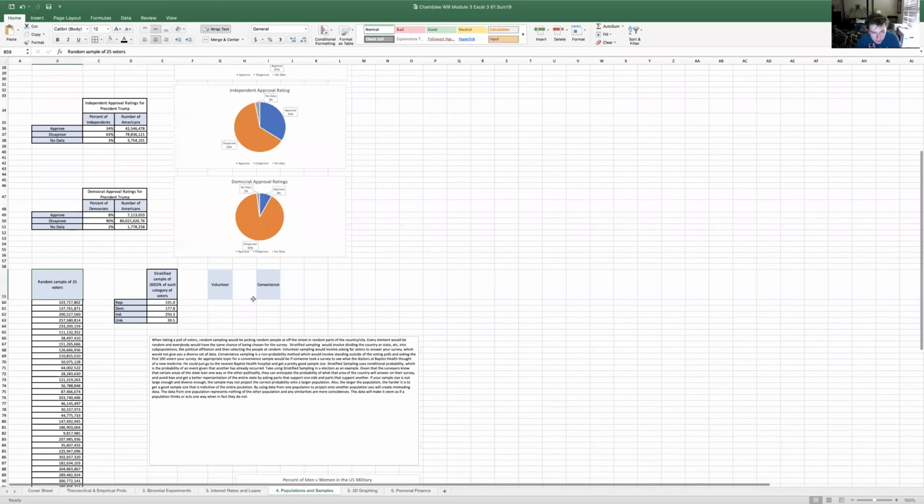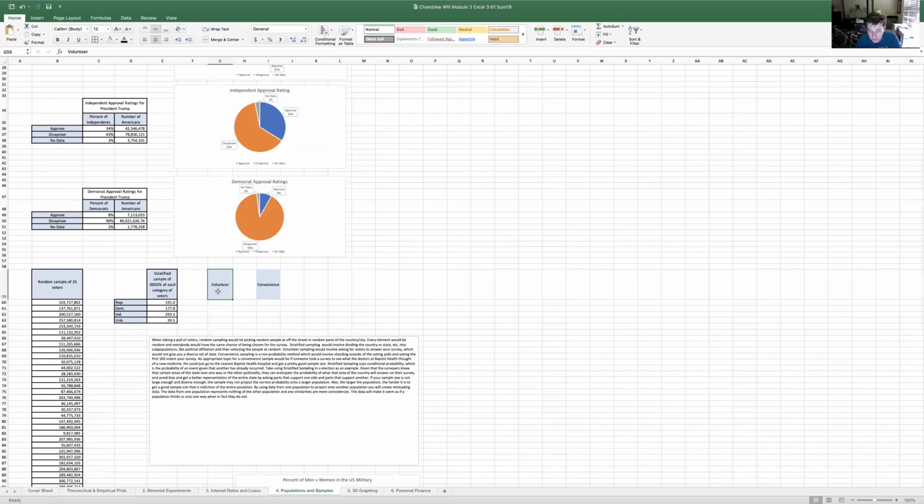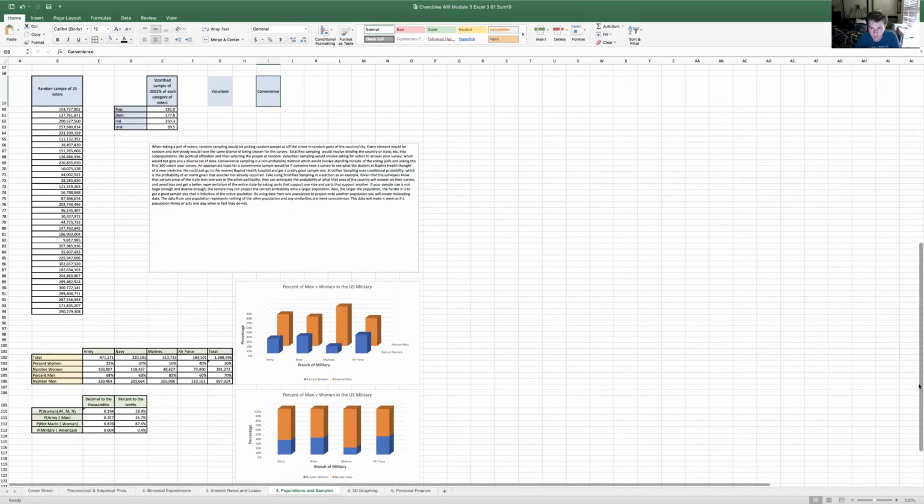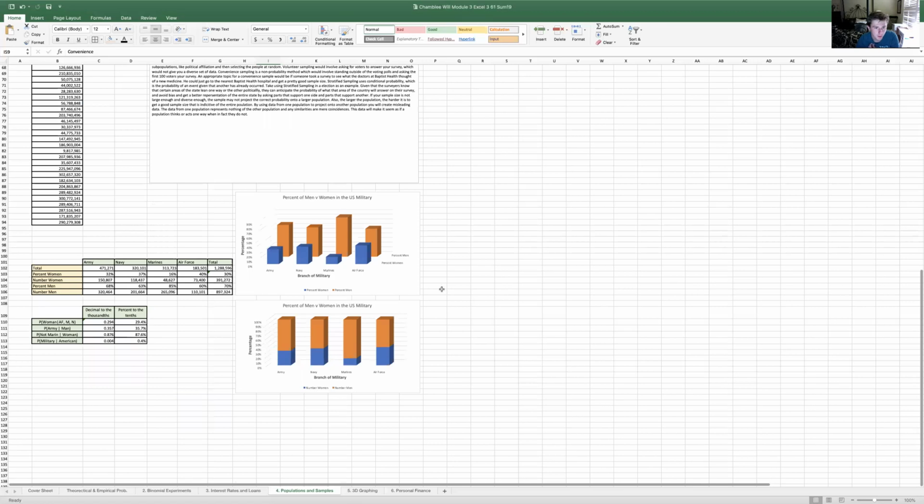And then volunteer, again, that wouldn't work, mainly because people who volunteer usually have a bias that introduces bias into your sample. And convenience is the same thing. It's not going to be a good way to avoid bias. Doing it based on convenience, you're not going to get an accurate representation of the graph or of the data and the people. And then we did the Army.